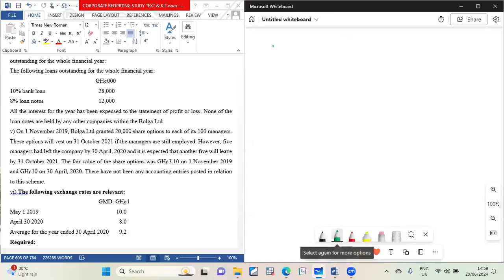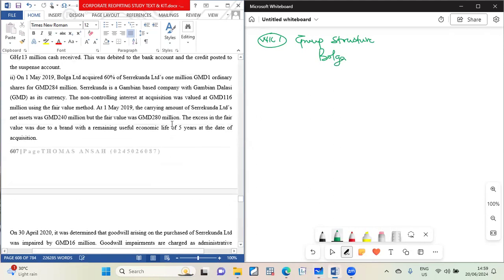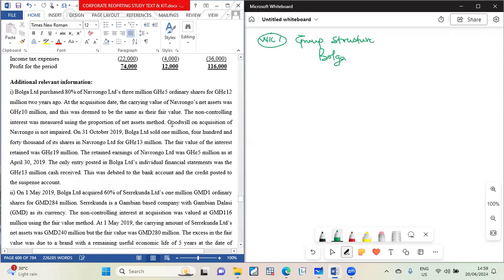So let's do our workings 1, group structure. So I think we have Burger, right? And let's go and see from the first note. So I'm going to solve the notes one by one, then we will draw the P&L, right?